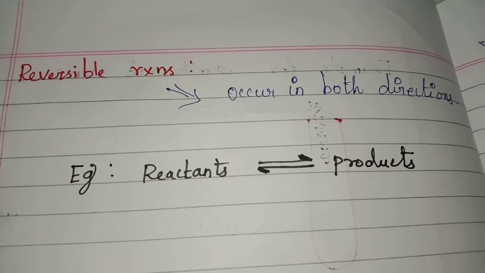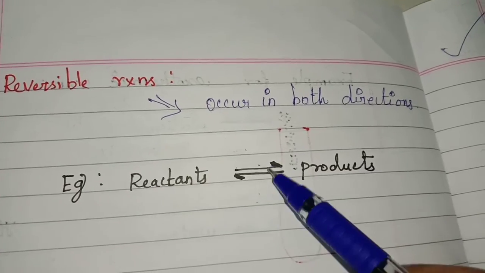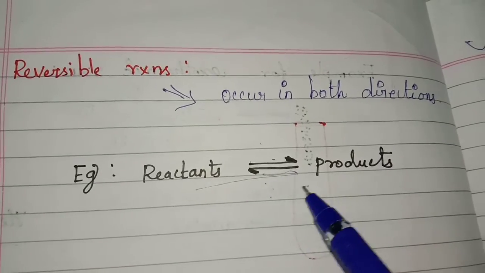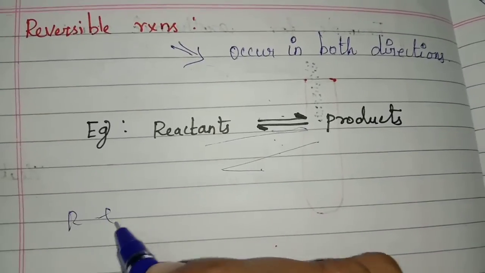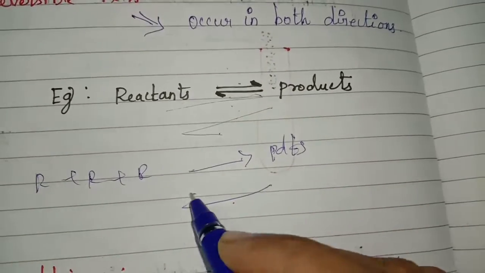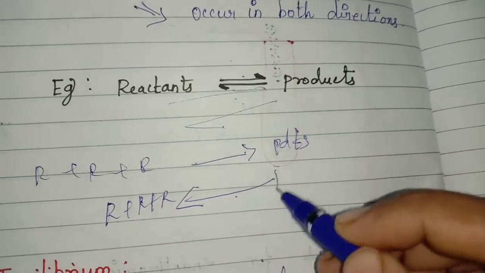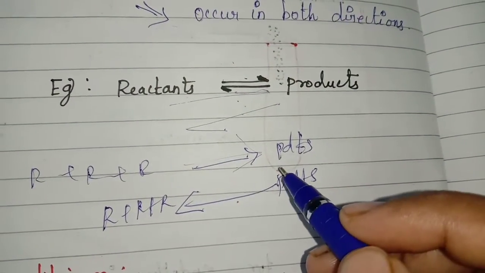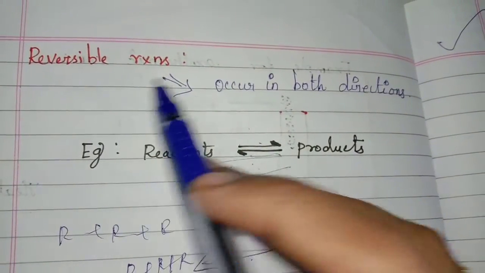Now let's see about reversible reactions. What is meant by a reversible reaction? If this symbol is present, that is known as a reversible reaction. What is the meaning of this symbol? This reaction will occur in both directions, in this direction and in this direction. Any two or three reactants react with each other and give some products. Afterwards, these products undergo the same thing and give the same reactants again. So this reaction will occur in both directions, and that is known as a reversible reaction.